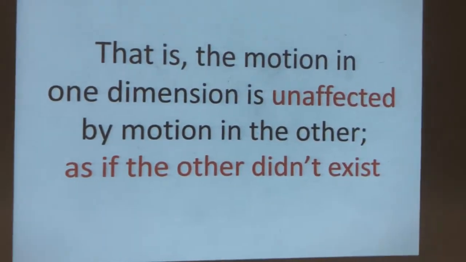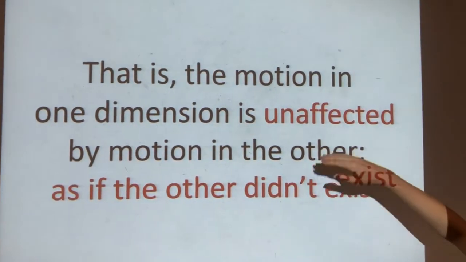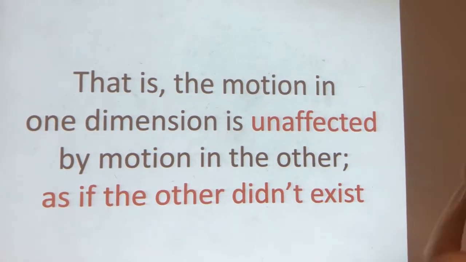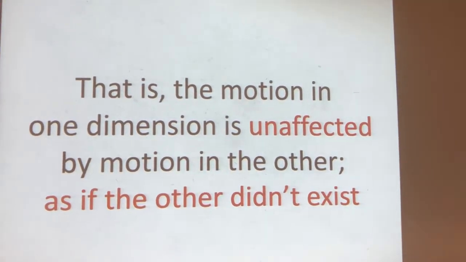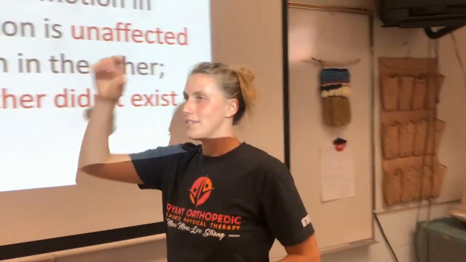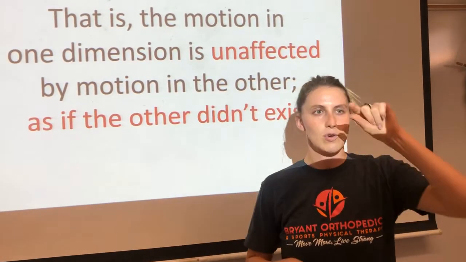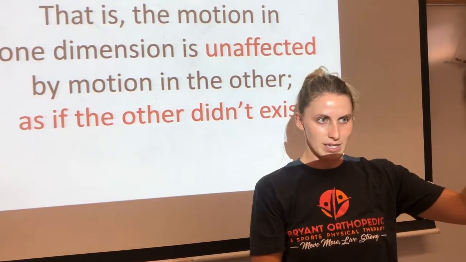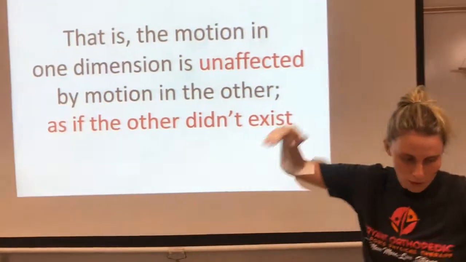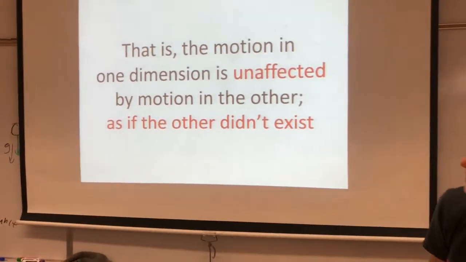That's because the motion in one dimension is unaffected by the motion in the other, as if they do not exist. It doesn't matter whether it has just vertical velocity or if it has horizontal and vertical velocity. The horizontal is constant. They're both going to hit the ground and fall at the same time.